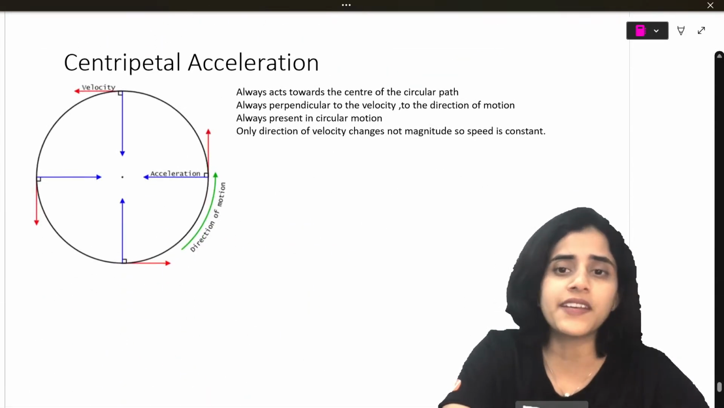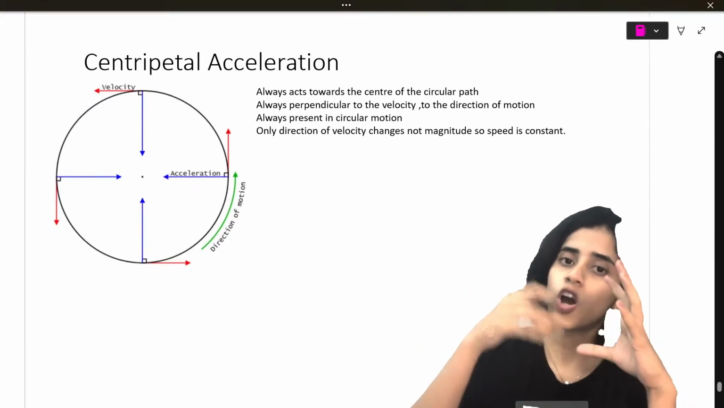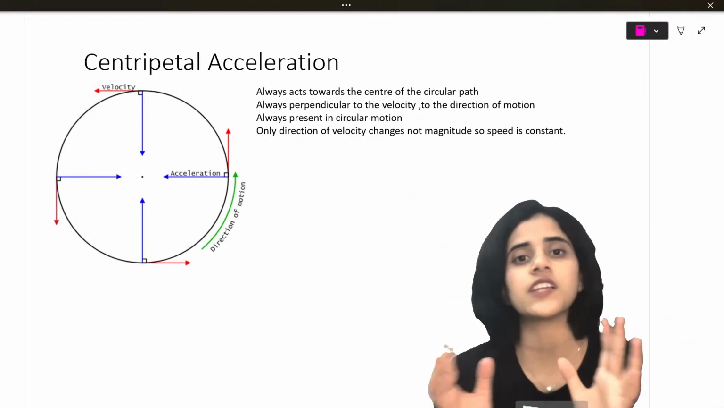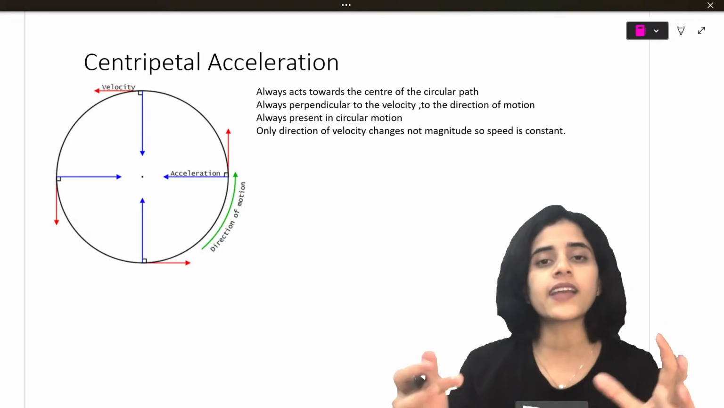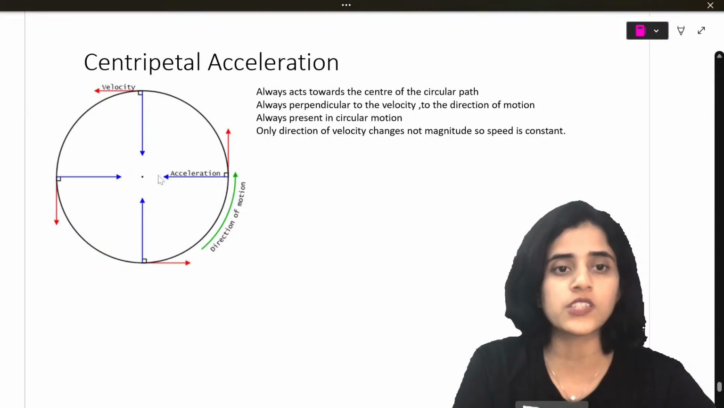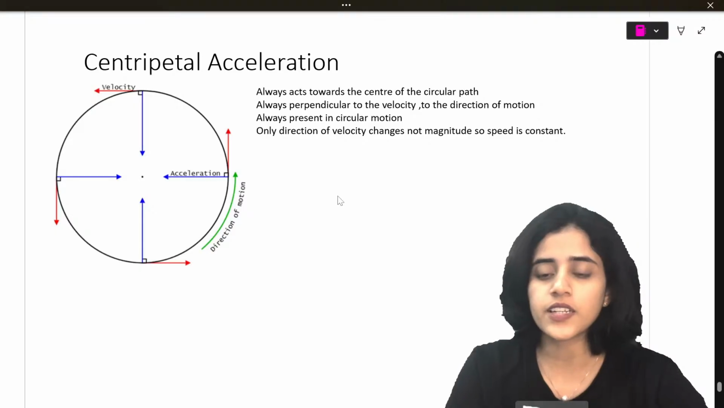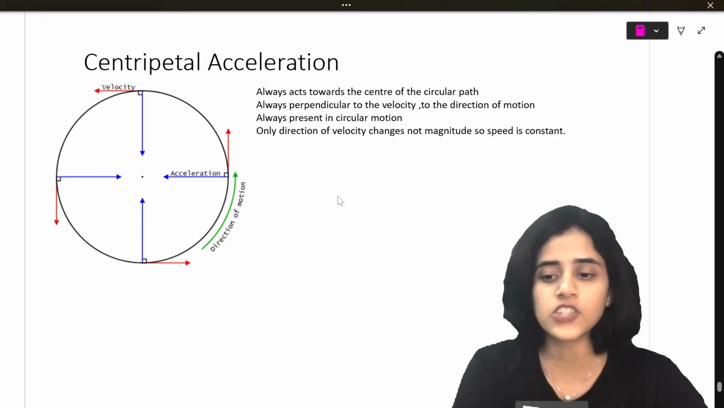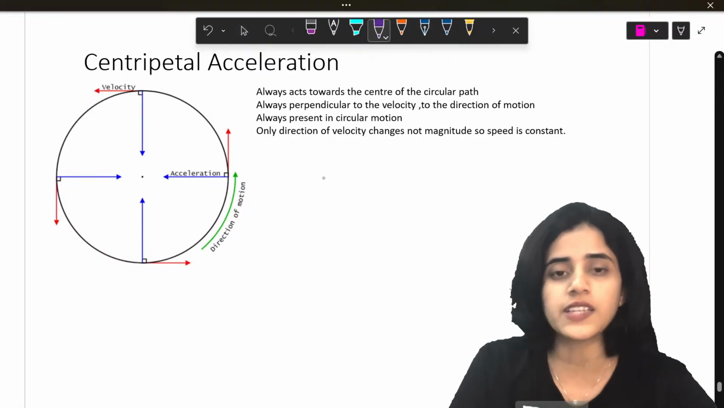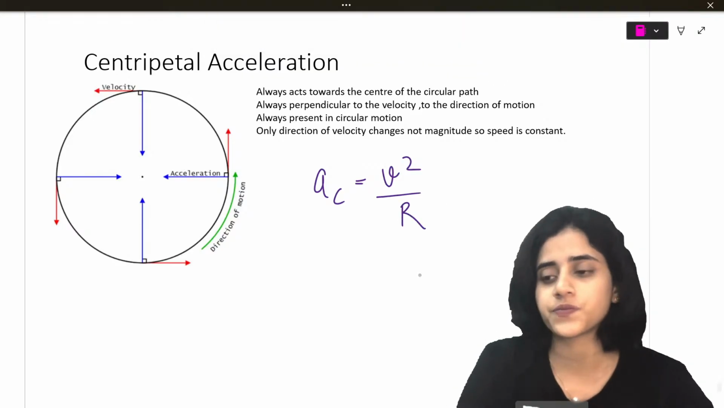Next, you need to know what is centripetal acceleration. Centripetal acceleration is acceleration of a circular moving body. Any body that moves in a circular path will have centripetal acceleration. And centripetal acceleration always points towards the center. So you can see these blue arrows, it's always pointing towards the center. So centripetal acceleration is acceleration towards the center. And the formula for centripetal acceleration is v squared by r.